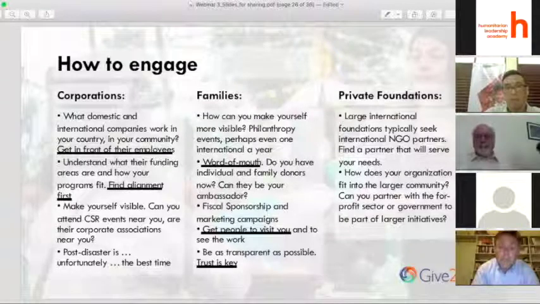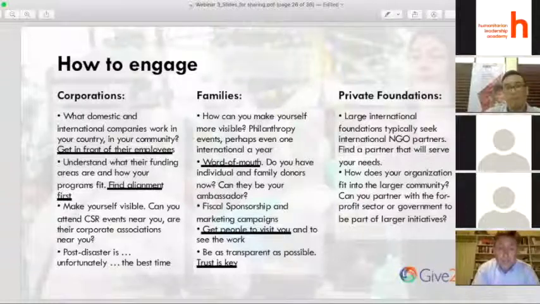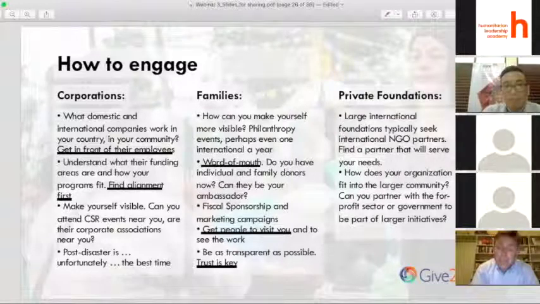to support your programs. Fiscal sponsorship, as I mentioned before, which Give to Asia does, can help provide some visibility to you outside of your geographic area. And then getting people to visit you and see your work is probably one of the best ways to build really loyal donors.